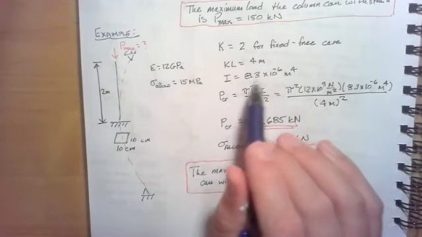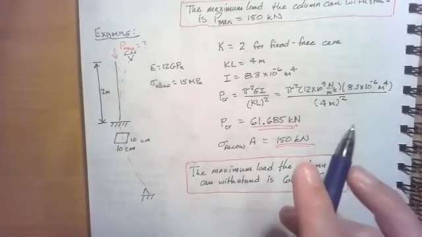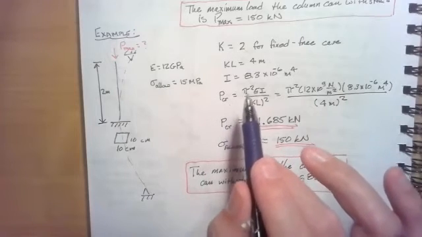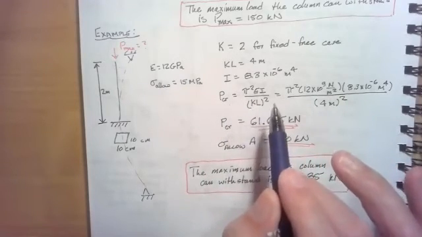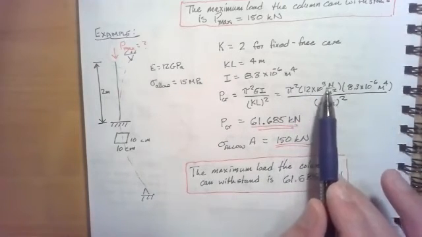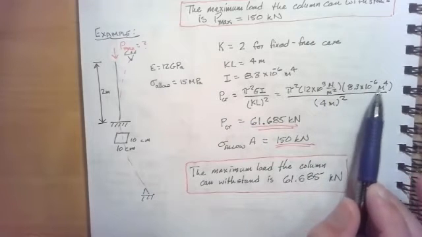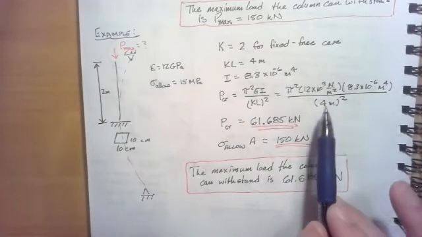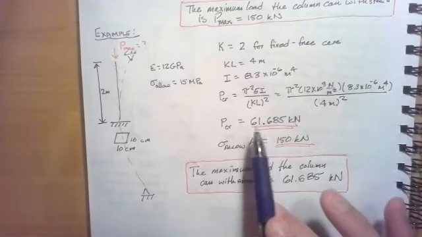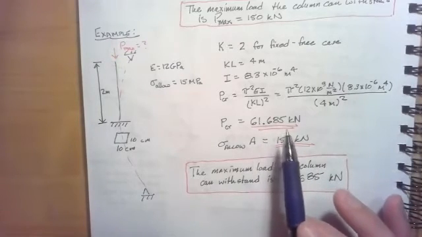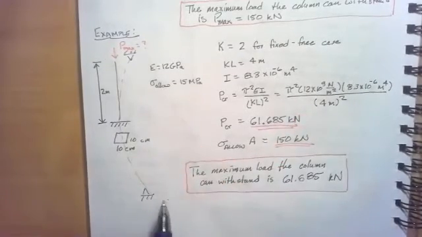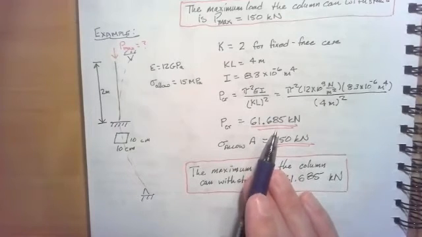I is the same as it always has been, and that would be 8.3 times 10 to the negative sixth meters to the fourth. So if we're interested in the critical buckling load for our column, I would have pi squared EI over the quantity KL squared, which would be pi squared times 12 times 10 to the ninth newtons per meter squared times 8.3 times 10 to the negative sixth meters to the fourth, divided by the quantity 4 meters squared. And that gives me now a buckling load of 61.685 kilonewtons. So you can see that by doubling the effective length, we dropped the strength by a factor of 4.